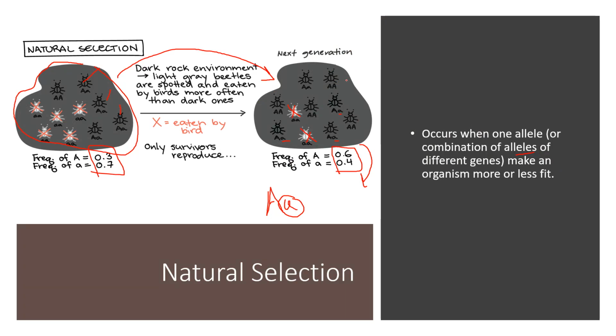For example, let's say that this environment turns white. Well, now when these two mate, if they do mate, it's all random. They have a 25% chance to make an organism that would be white. It would survive, be able to pass on its alleles to the next generation.